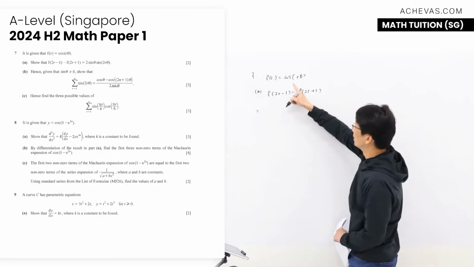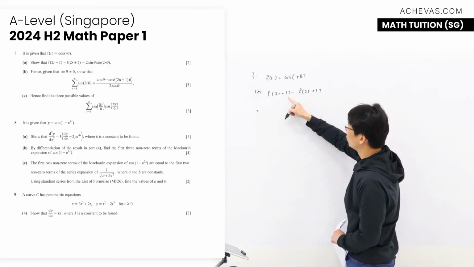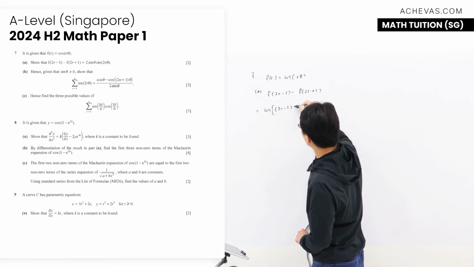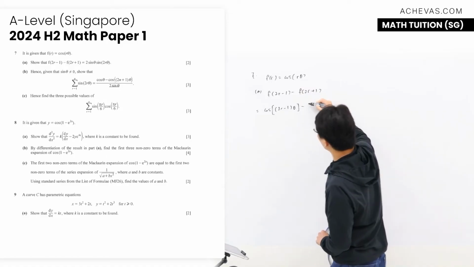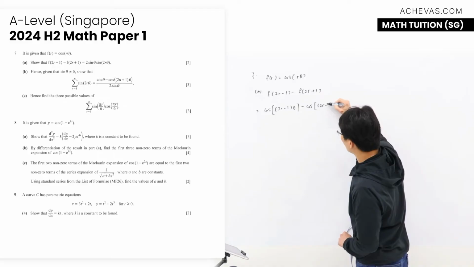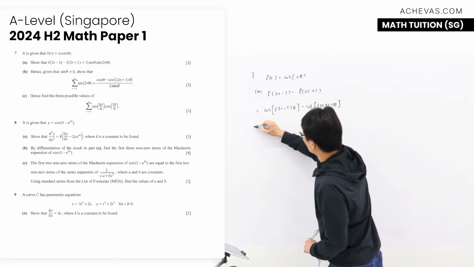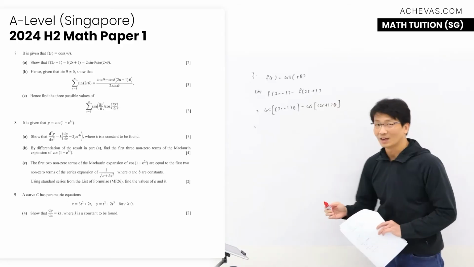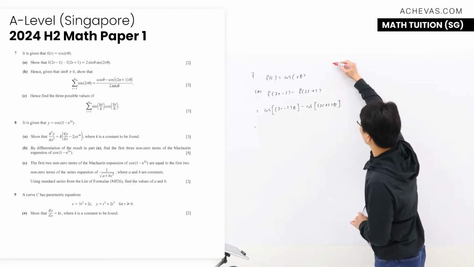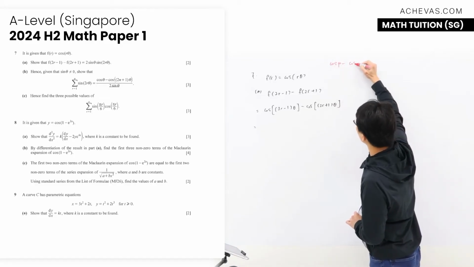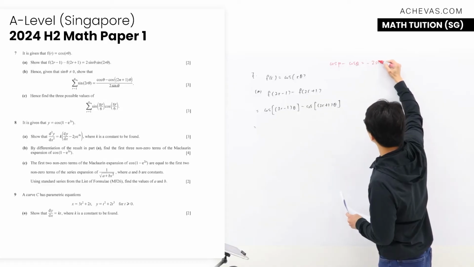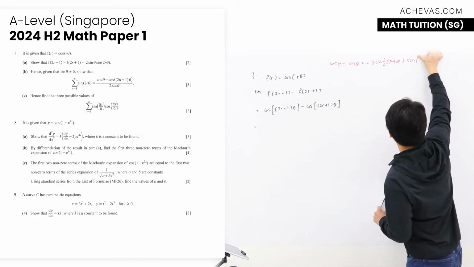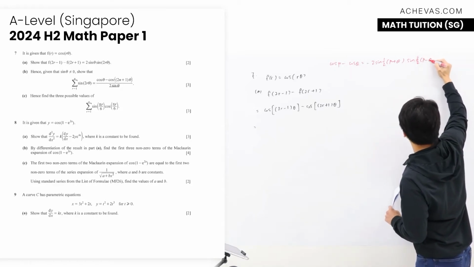Alright, let's replace our original expression of r with 2r minus 1 first. I will get cosine (2r minus 1) theta. And likewise, I'm going to do the same: cosine (2r plus 1) theta. I think the best way of simplifying this particular expression is to make use of a factor formula in our MF26. It says that cosine p minus cosine q will give me minus 2 sine half (p plus q), and we have a sine half (p minus q).